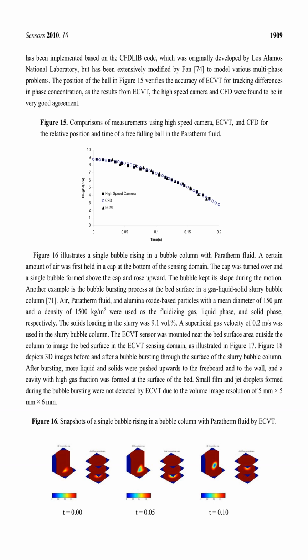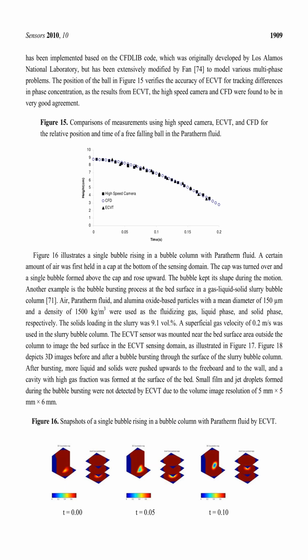High-speed camera, CFD, ECVT. Figure 16 illustrates a single bubble rising in a bubble column with paratherm fluid. A certain amount of air was first held in a cap at the bottom of the sensing domain. The cap was turned over and a single bubble formed above the cap and rose upward. The bubble kept its shape during the motion.